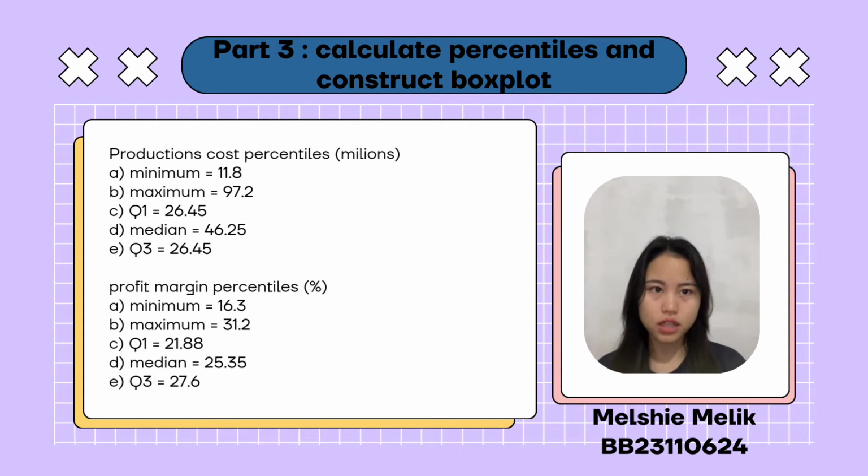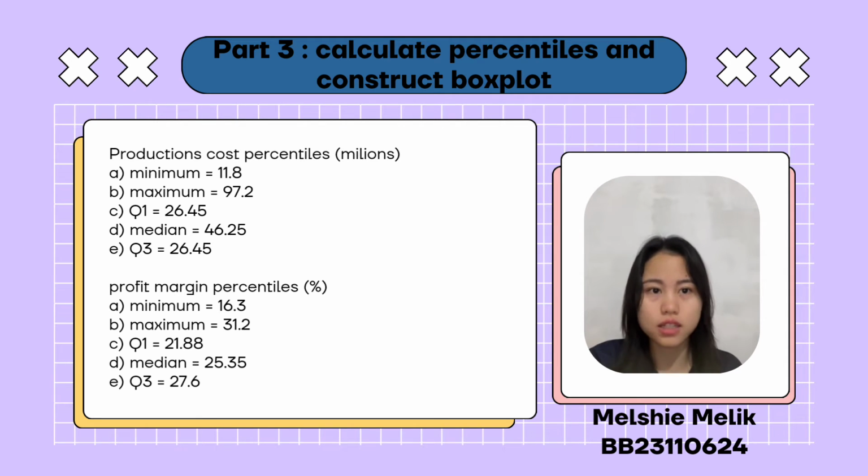Part 3 is the part where we need to calculate the percentiles and construct a box plot. To calculate percentiles, we must first organize all the data so that we can find the specific data points that we need, which are the minimum data, maximum data, quartile 1, quartile 2, which is the median, and quartile 3. The minimum value represents the smallest data point, while the maximum value represents the largest data point.